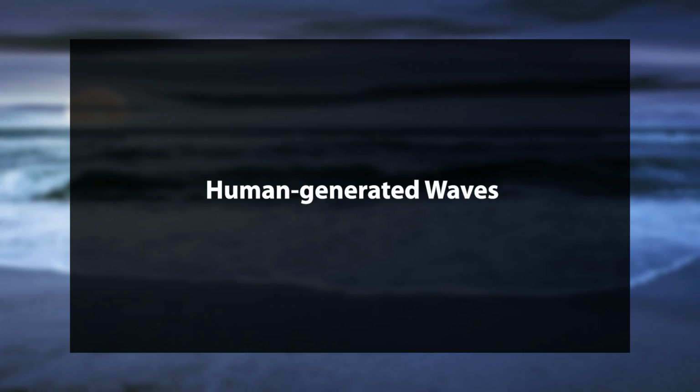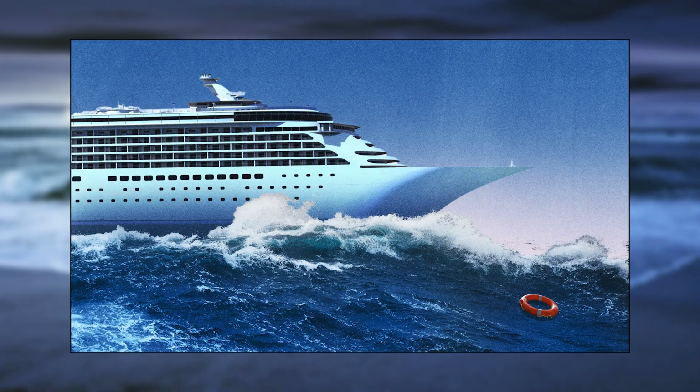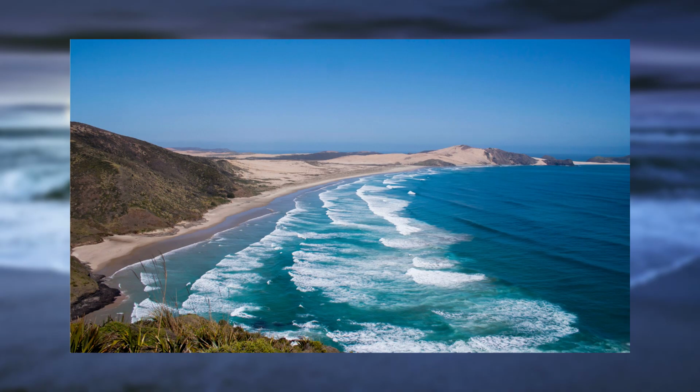Human generated waves. Humans don't just watch the ocean, they shape it. Big ships can throw off waves strong enough to rock smaller boats nearby, sometimes even knocking them off course or making them wobble. In places where the water is shallow or close to the shore, these waves can add up, slowly eating away at the shoreline.